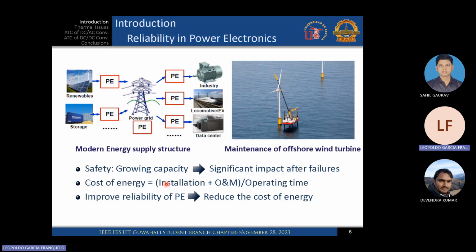The cost of the energy, of course, will be the installation, operation, and maintenance divided by the operating time. Then, if we improve the reliability, that is, if we increase the operating time, then the cost of the energy will be lower, which is very, very important in this case. The question is, which are the most critical components in a power converter?